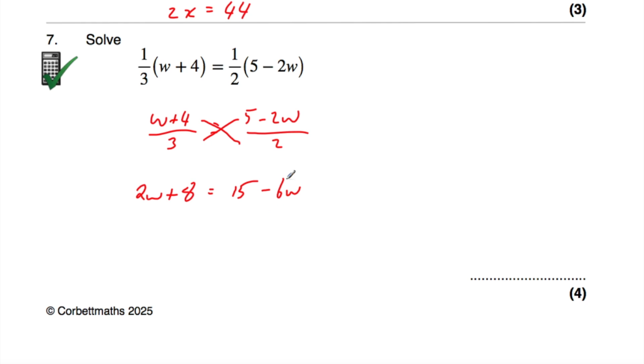So what I'm going to do is I'm going to add 6w to both sides of the equation to get rid of this minus 6w. I like to get rid of the lowest number of w's.